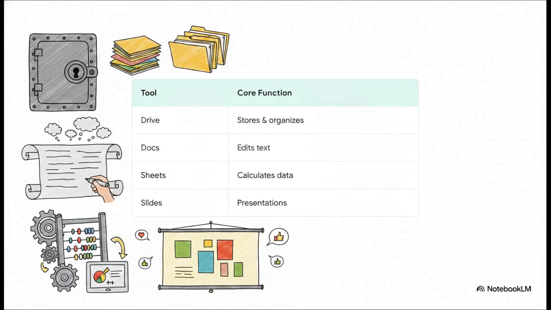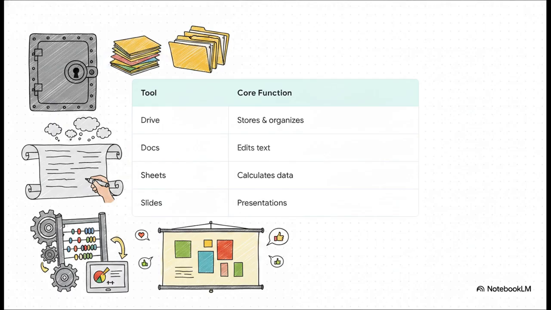Let's break down the heavy hitters in our Google Workspace toolkit. First, think of Google Drive as your highly secure, basically indestructible filing cabinet. It stores and organizes everything. Then you've got Google Docs, which is essentially your endless shared whiteboard, where multiple users create and edit text simultaneously.